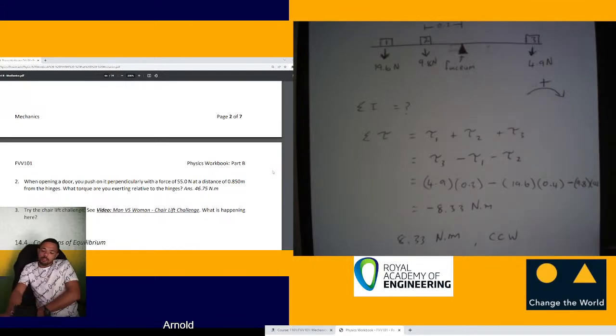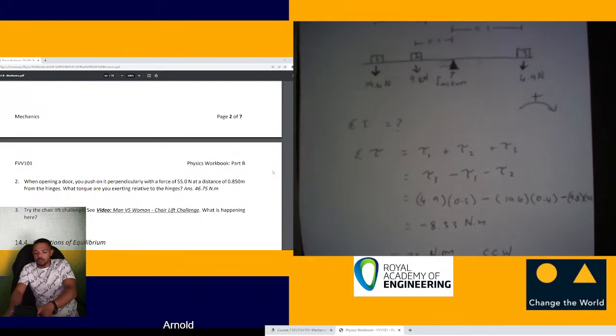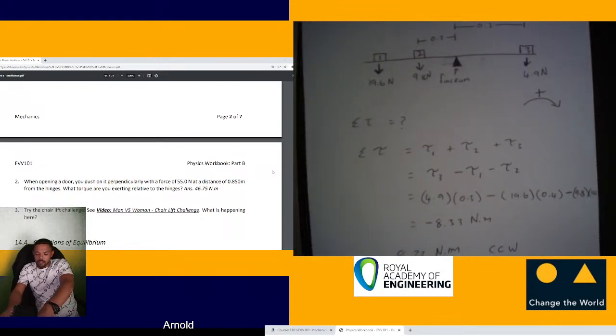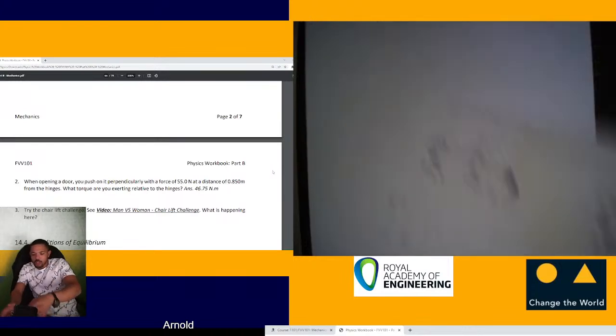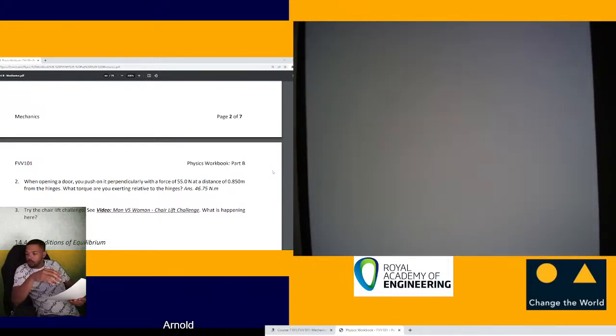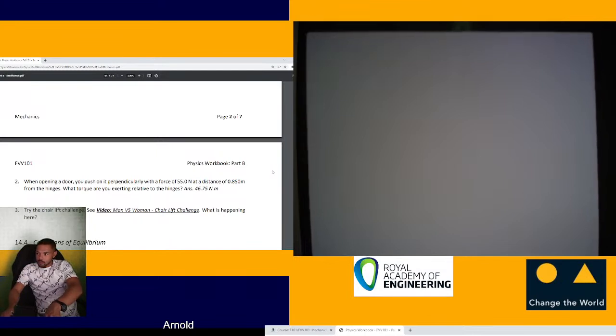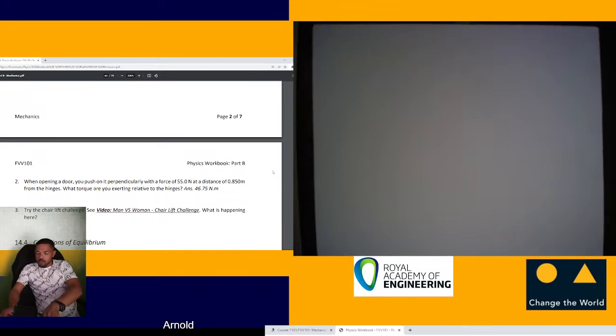Now what happens if all those forces are just in equilibrium? This problem is going to be an introduction to our next section on equilibrium. So the next section deals with equilibrium. Let's deal with equilibrium.